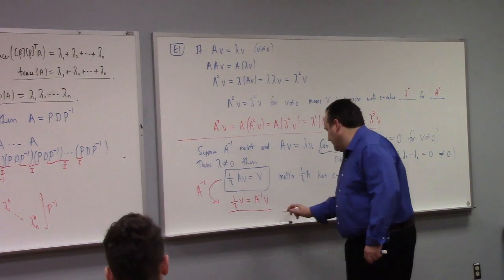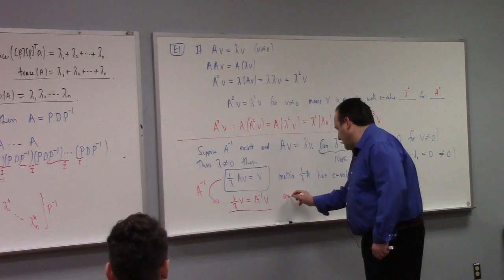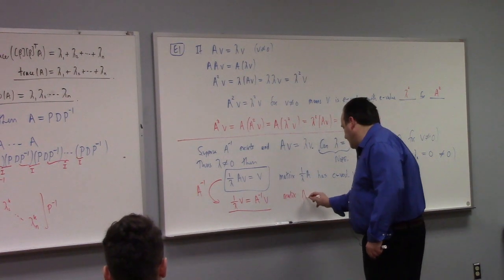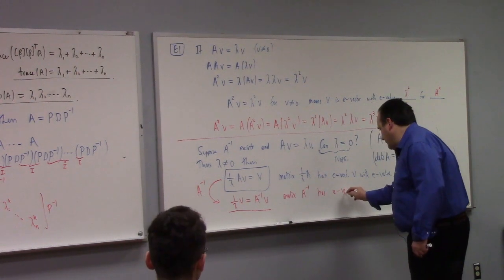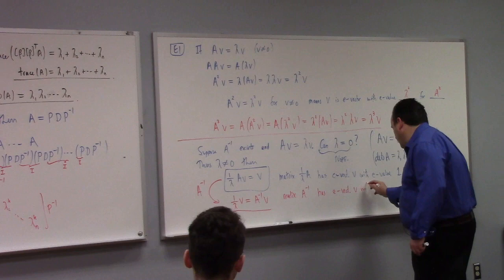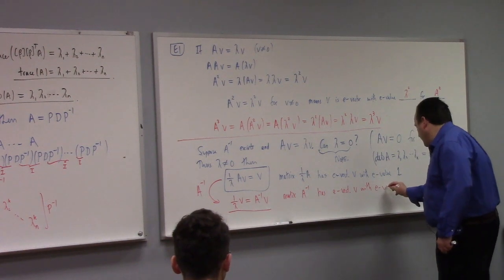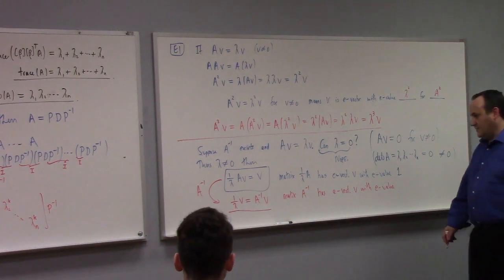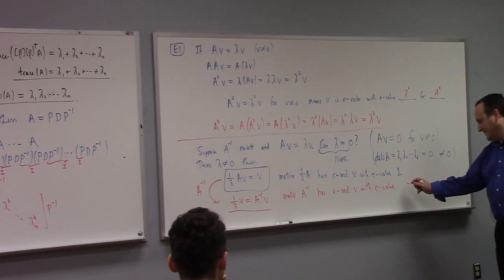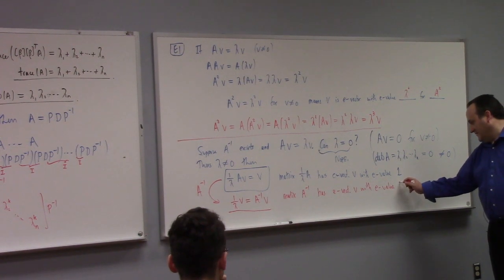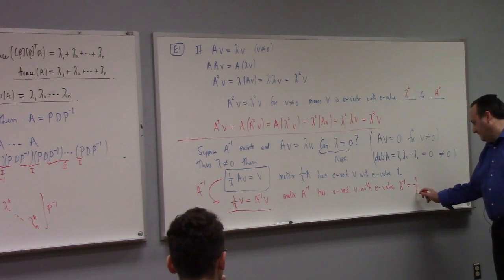What does this tell us? This tells us that the matrix A inverse has eigenvector V with eigenvalue what? Isn't that cool? It's just 1 over lambda, right? The inverse matrix has the eigenvalue lambda to the minus 1, which of course here means 1 over lambda.